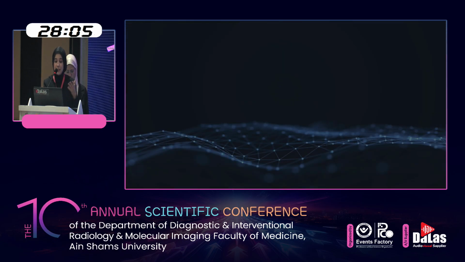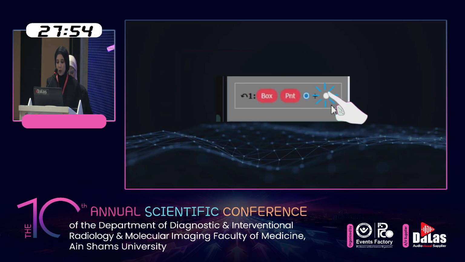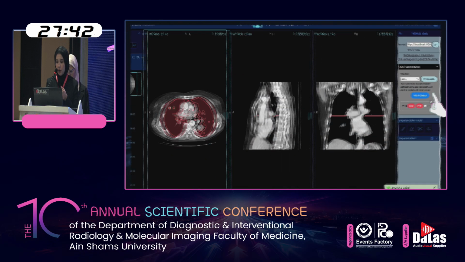However, notice in this slice there is over-segmentation. The heart was included along with the lung, and that is where negative points come in. By adding a negative point, we remove the unwanted region. And now our slice is properly segmented. We can also add a new object by clicking on the Add Object button.